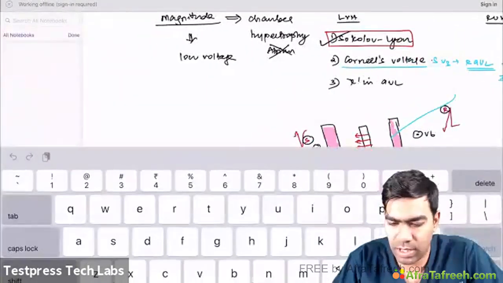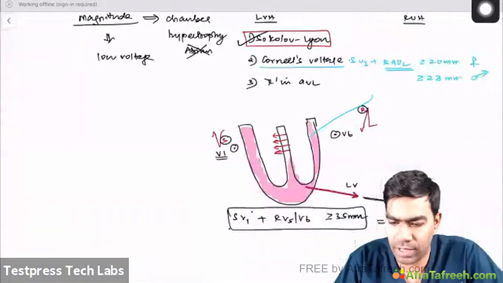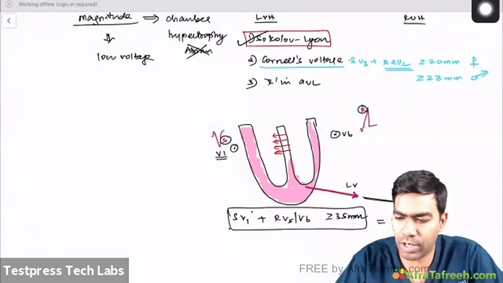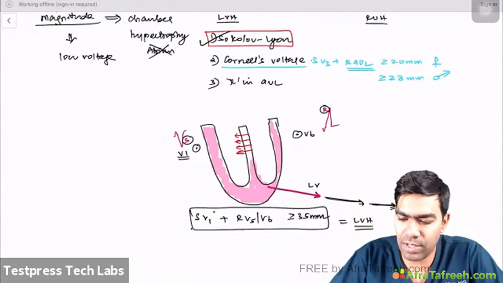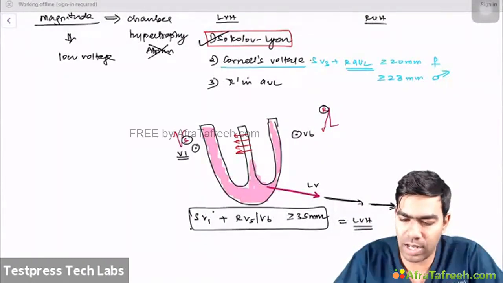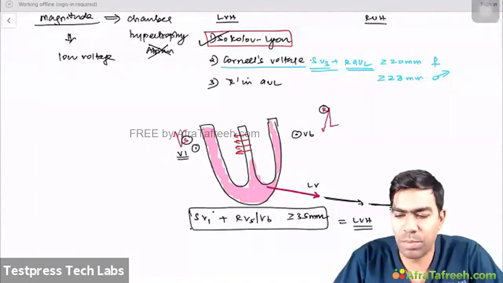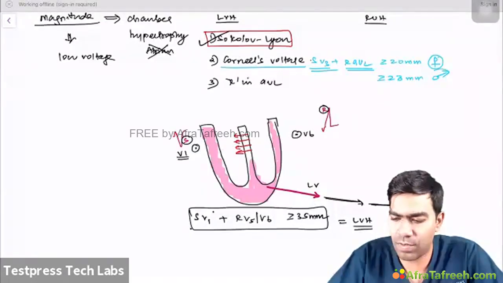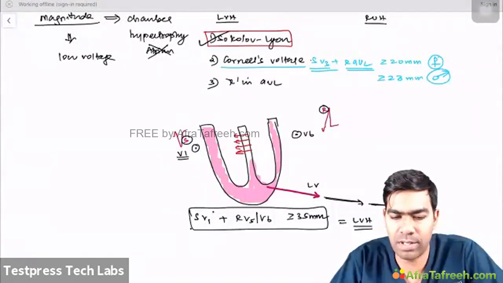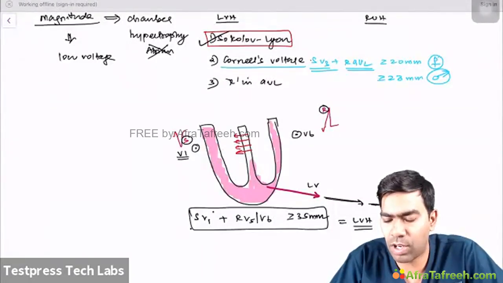So this criteria is supposed to be a little more effective. I'll tell you why, according to the studies. So S in V3, plus we are going to take R in AVL. If it's more than 20 millimeter in females, or more than 28 millimeter in males, this is what we refer to as the Cornell's voltage criteria. Could be a question in the exams.